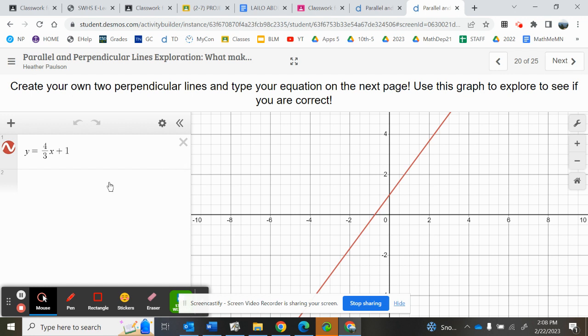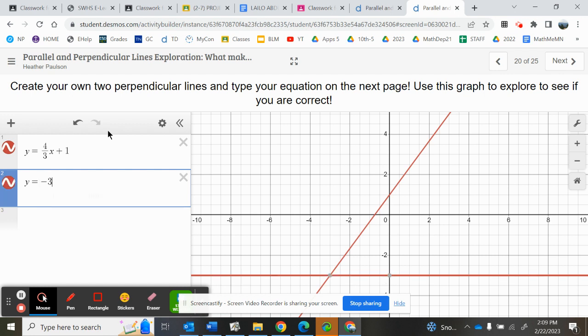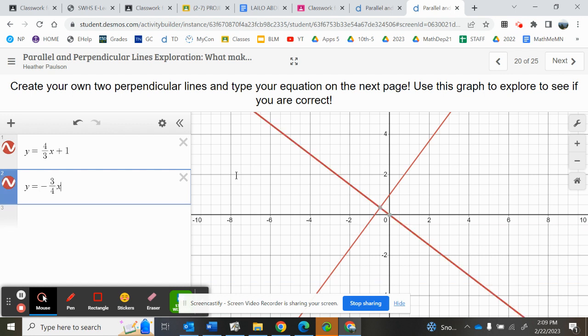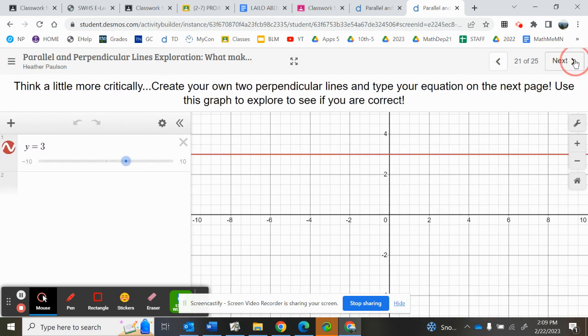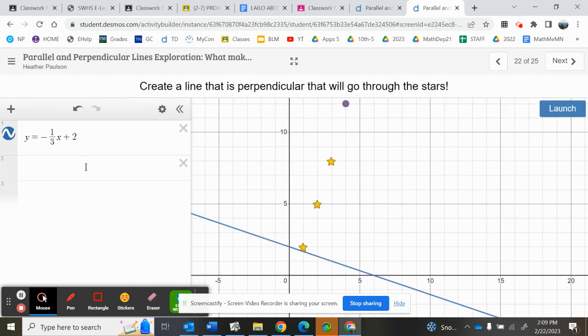And then do it again. Reverse the slope, change the sign, and you have a perpendicular line. Keep doing that. And then collect some marbles.